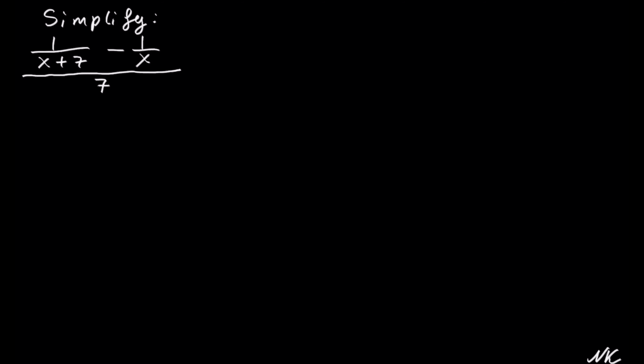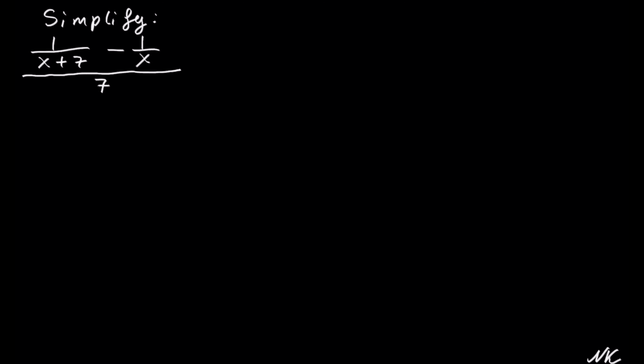Hello, here we're going to simplify a complex fraction that has two fractions in the numerator and a whole number in the denominator. In the numerator we have 1 out of x plus 7 minus 1 out of x. In the denominator we have a whole number 7.